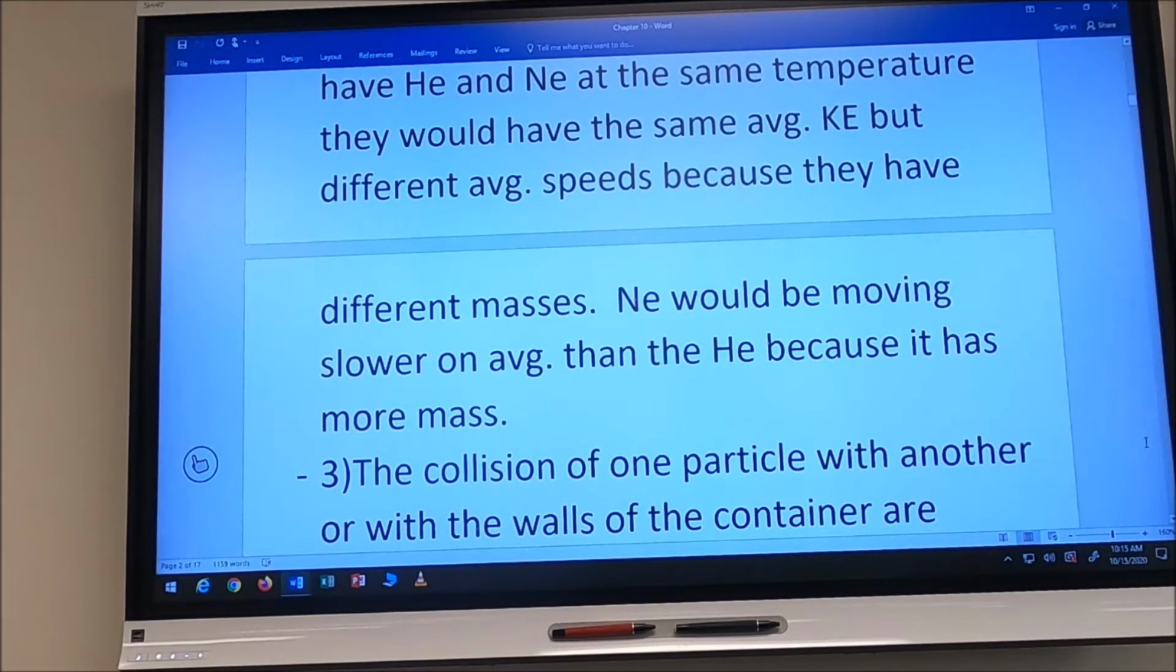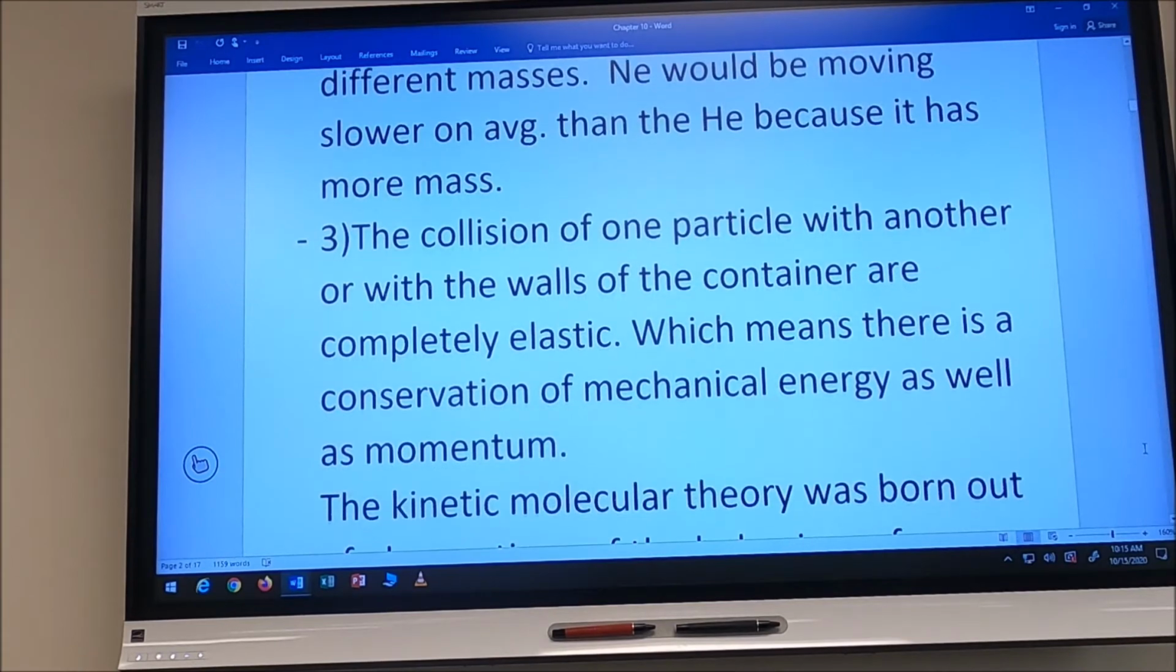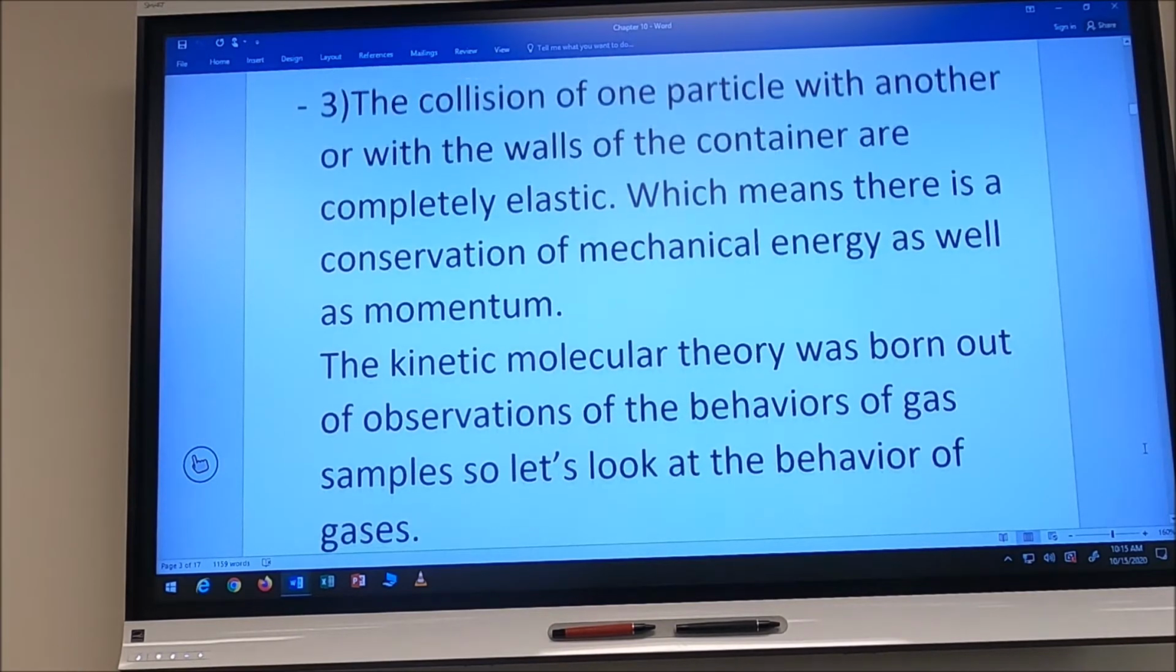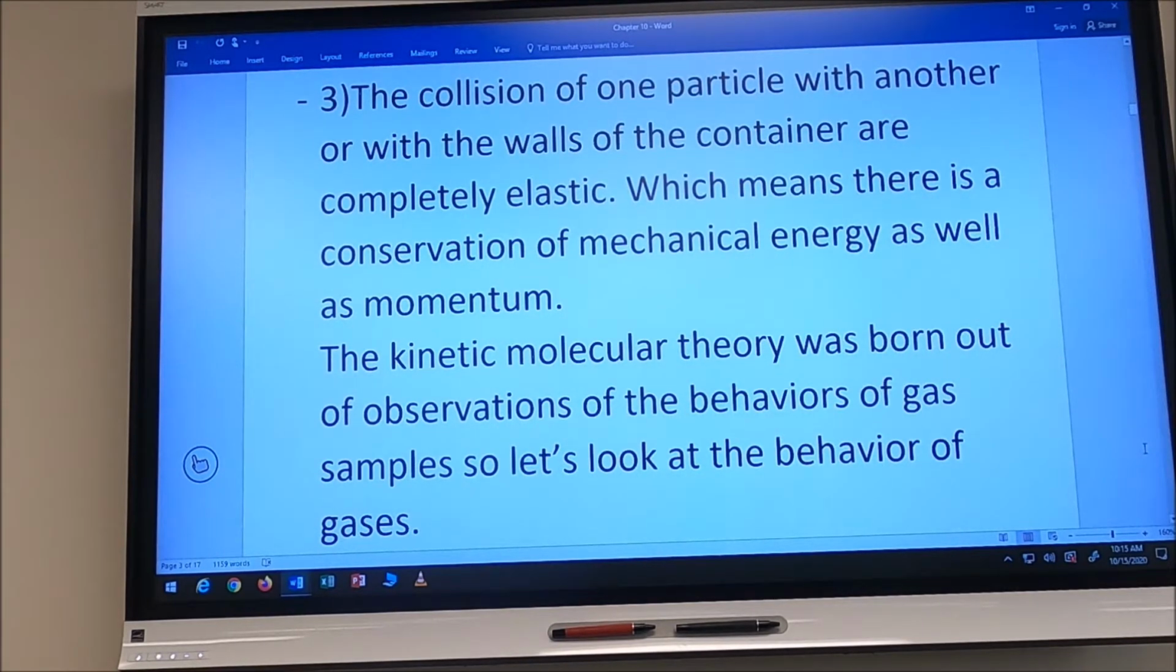So let's talk about our third point here, which is that collisions of one particle with another particle or the wall of the container are considered to be completely elastic. Now, what do we mean by completely elastic? This is not talking about the stuff that holds up your underwear or right now is holding on your mask. Okay? Elastic in chemistry and physics means that there is conservation of mechanical energy and conservation of momentum.